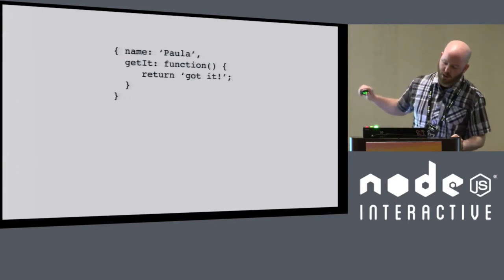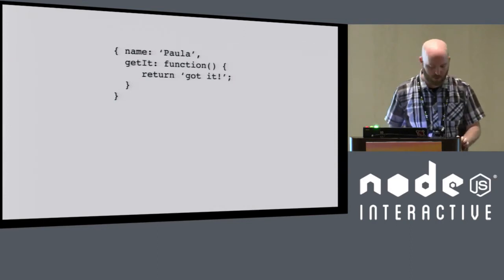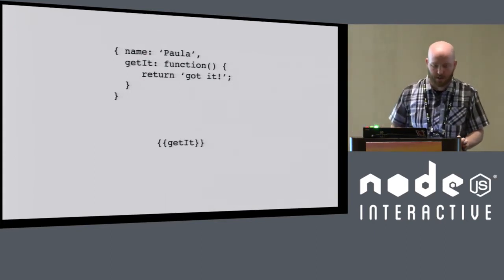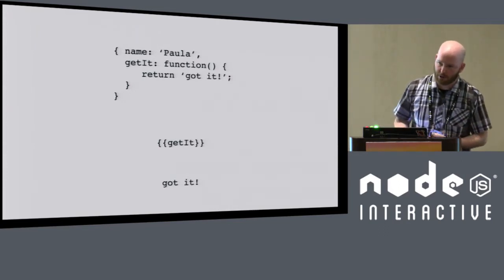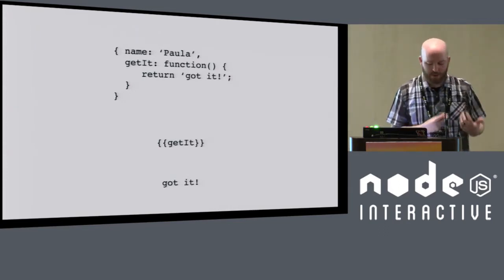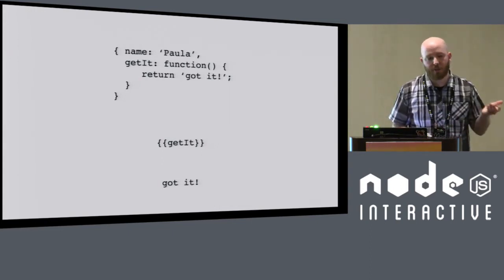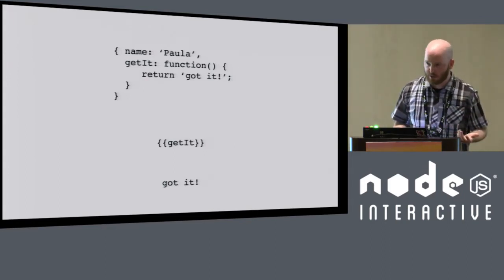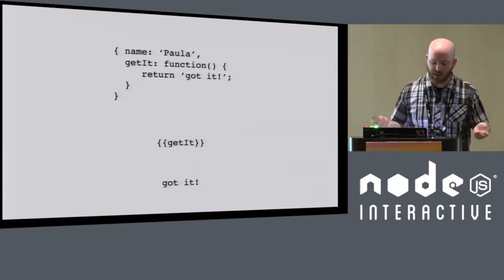This is our context object, and we've got some property called getIt, which is a function that returns got it. These are all completely useless examples. We call getIt in our template, and Handlebars will execute that function and output the result of that function. And why is this useful? Well, with your JavaScript objects, when you've got functions in them, you can use them in your JavaScript and in your templates, and you can also unit test them as usual, which is really convenient. So it's nice to be able to use these things in multiple places.